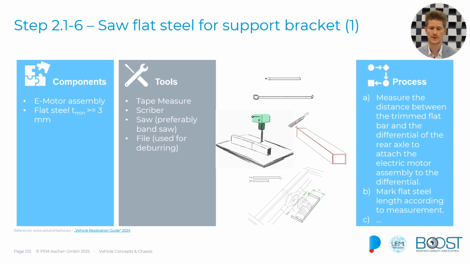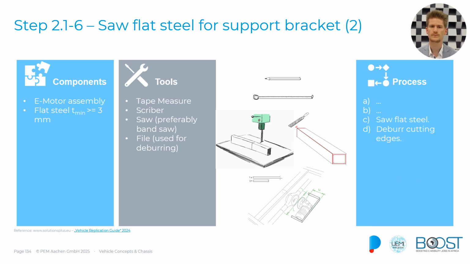If we move on, we are looking at sawing the flat steel for the support bracket. So we're measuring the distance between the trimmed flat bar and the differential of the rear axle, and therefore we know which kind of dimensions we need, and we mark them on our piece of flat steel. If we have done so, we move on and saw that into shape and deburr our cutting edges.